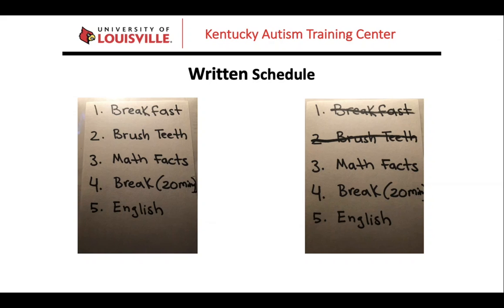The goal is always to work through the visual schedule and allowing them to be as independent as possible. You'll also see on this that they are marking out the items as they complete them. This is super simple, nothing fancy, and it's something that everyone could implement right now in their own homes.